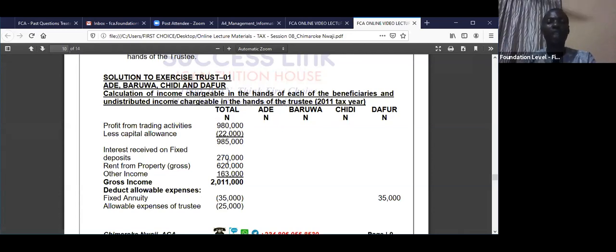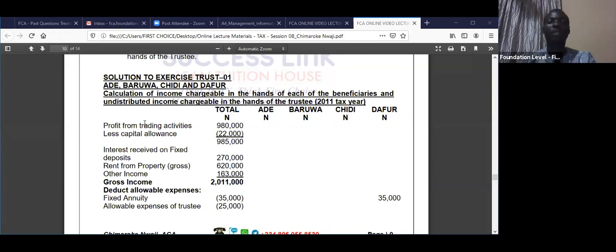Now, this total here represents the settlement. It also represents the trustee, because it's the trustee that is acting in harmony with the trust to make a settlement to these people. This is similar to what we do in partnership accounts. So it's as if these people are in partnership, but they're not in partnership. This is a trust account. So this total represents the trustee.